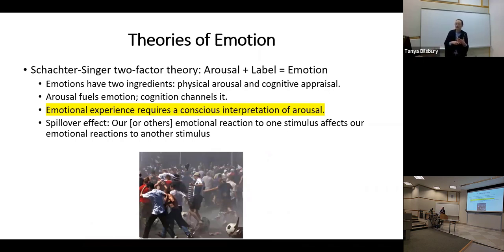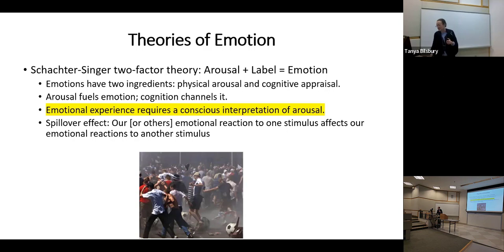Schachter and Singer's two-factor theory was a more modern update. They think that we combine our arousal with some kind of an interpretation, and that results in the overall emotion. And according to that theory, emotions have two ingredients. There's physical arousal, and there's some kind of cognitive appraisal. You're thinking about what this means. And so the arousal fuels your emotion, and your cognition channels it and gives it meaning.